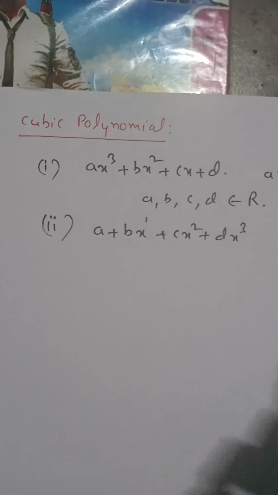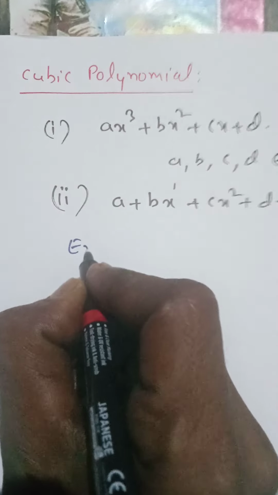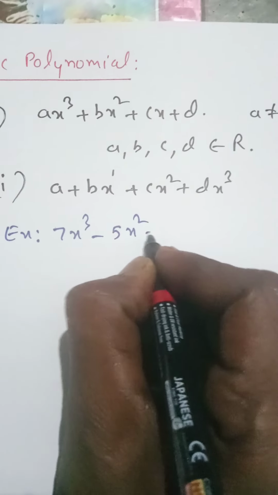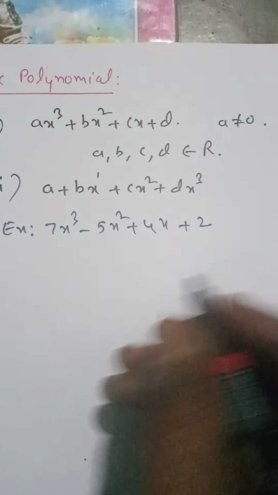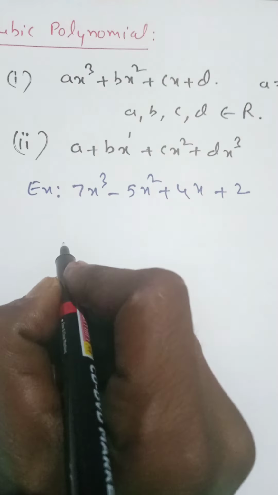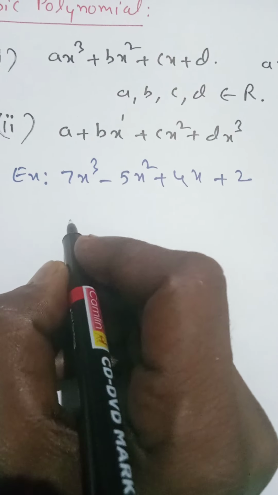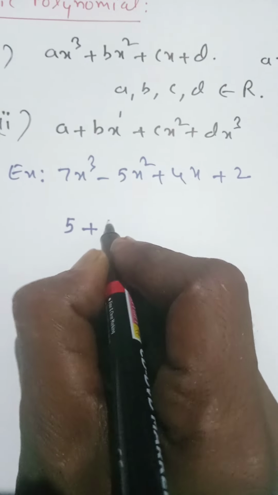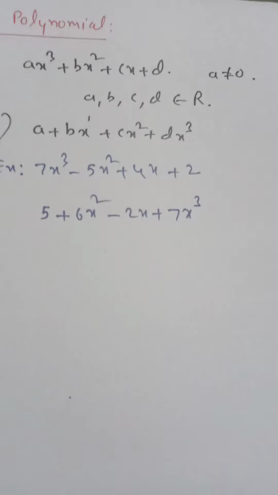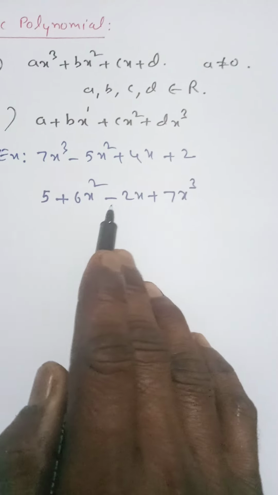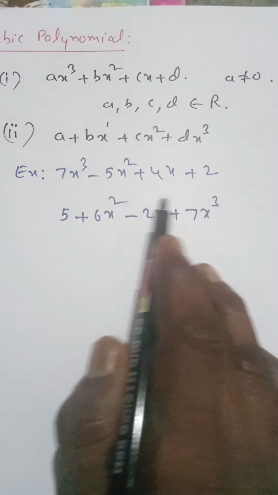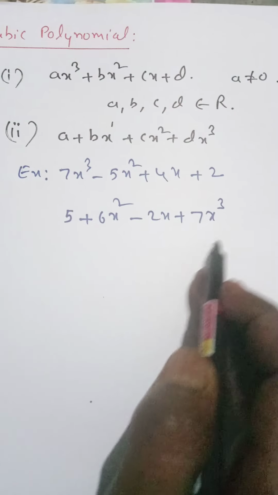So we can give some examples of polynomials here. 7x cube minus 5x square plus 4x plus 2. This is an example of a cubic polynomial. Why? Because the highest degree is 3. Suppose I write the terms in another order: 5 plus 6x square minus 2x plus 7x cube. Once you check the degrees of all the terms, the highest degree is only 3. So we can call this a cubic polynomial, but the terms are not arranged in order.